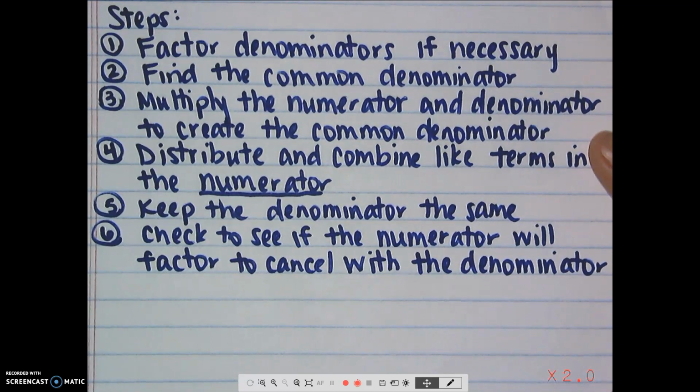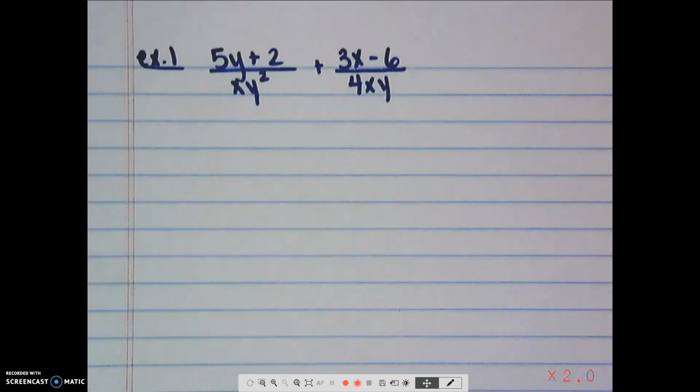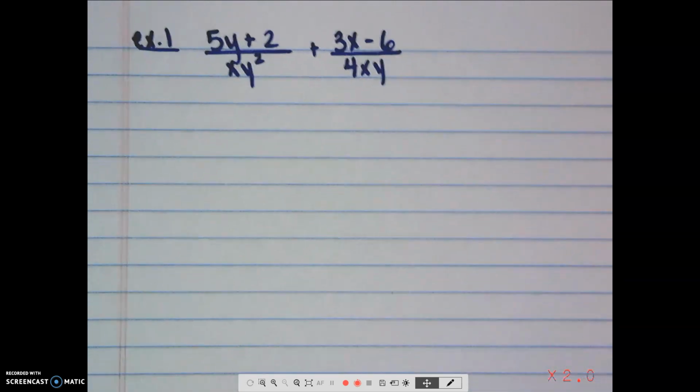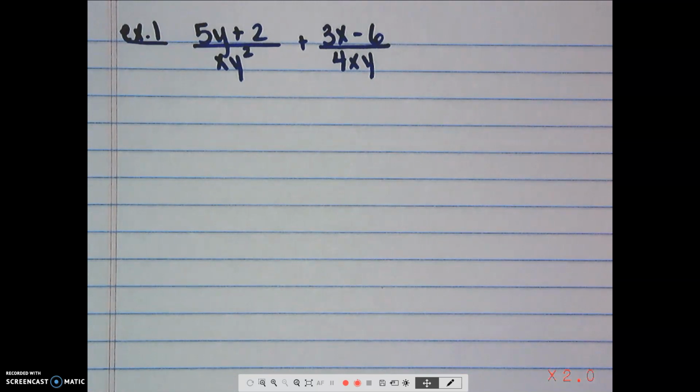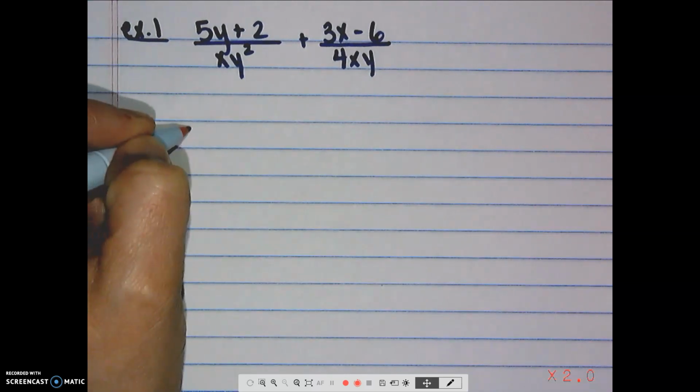Okay? So let's take a look at what this would actually look like. If I can get the example up here for us. All right, so first example we have (5y + 2) divided by xy squared plus (3x - 6) divided by 4xy. So the first thing we have to do is figure out our common denominator.